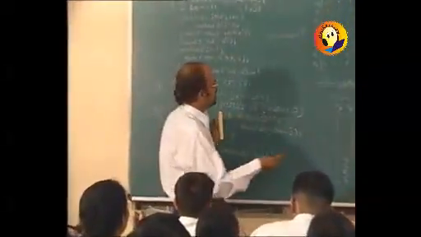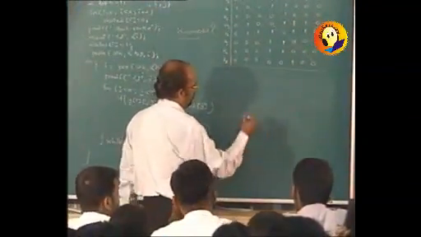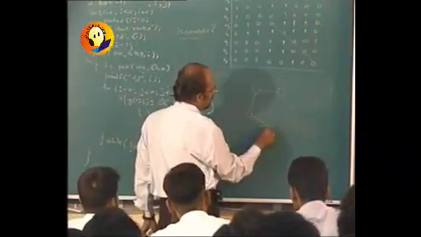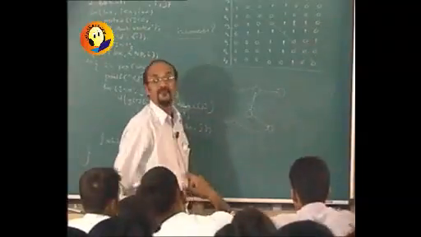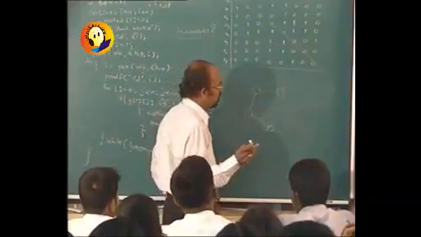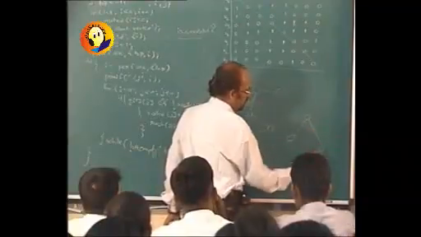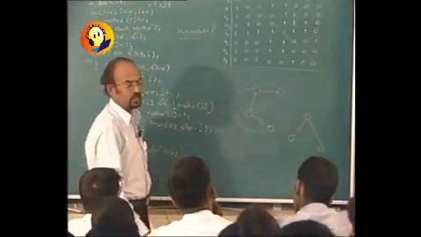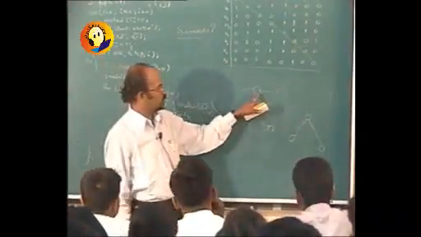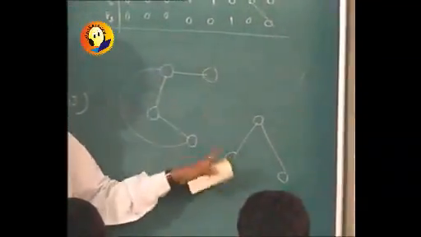When is the graph disconnected, actually? When will you call the graph disconnected? There should be a path between every pair of vertices. There is no isolated vertex in it. This is a disconnected graph, because if you start from some vertex over here, you cannot reach this. This graph is not a connected graph.